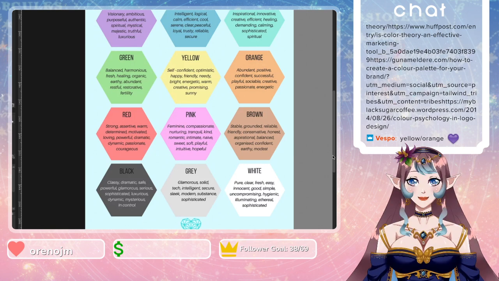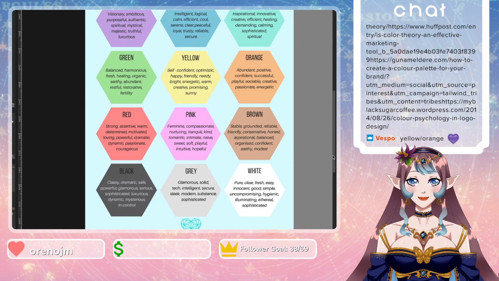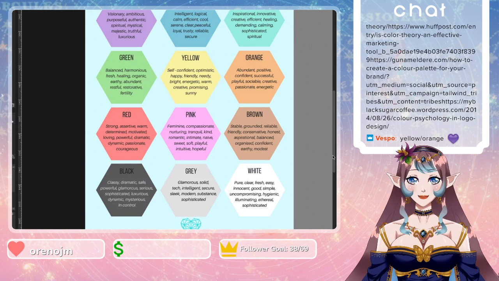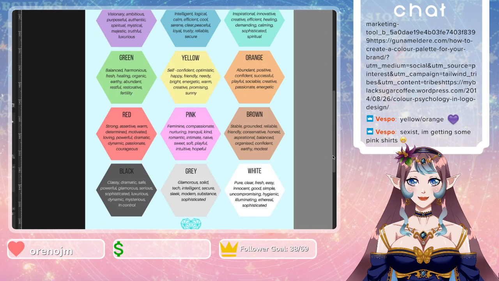But, no, brown is stable, it's grounded, it's reliable. I mean, it's a neutral color. So, it's more neutral. Friendly, conservative, it's honest, it's aspirational, balanced, organized, confident, it's earthy, it's modest. I mean, it's just a nice balance of different colors.